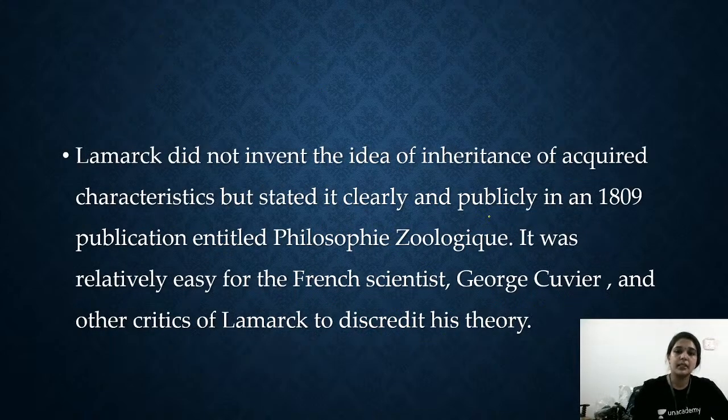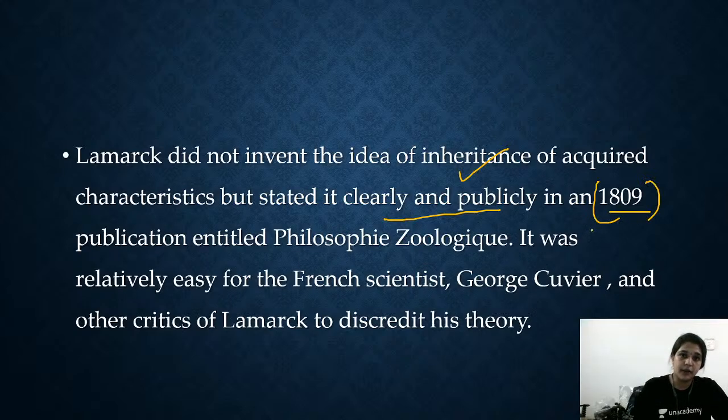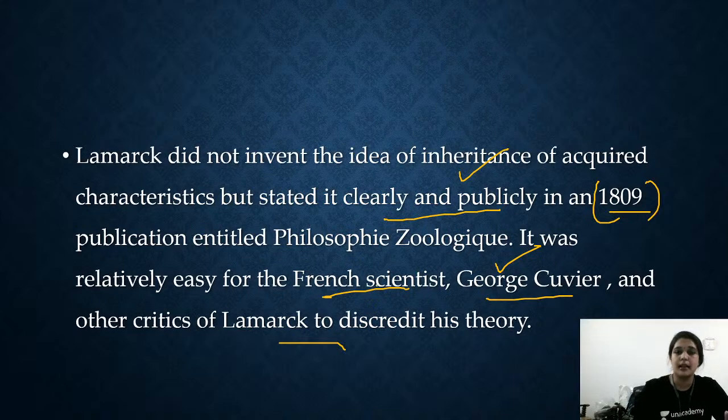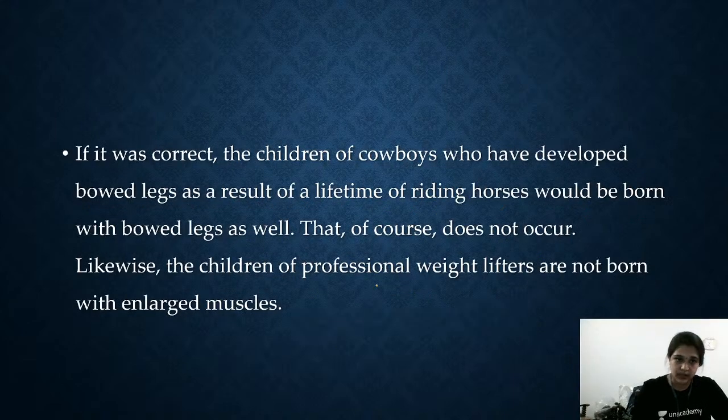Lamarck did not invent the idea of inheritance of acquired characteristics, but stated it clearly and publicly in 1809. That's what I told you, the starting of the 19th century. It was relatively easy for French scientist Georges Cuvier and other critics of Lamarck to discredit his theory. So Georges Cuvier was one of the important persons who criticized Lamarck's theory. The criticism, I told you already, is the same thing.